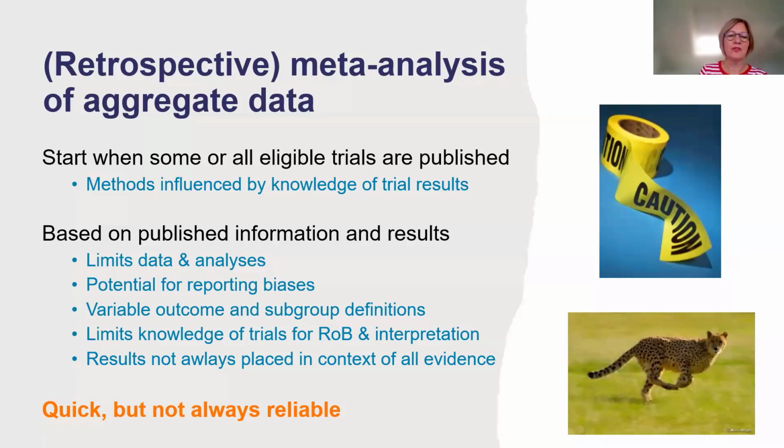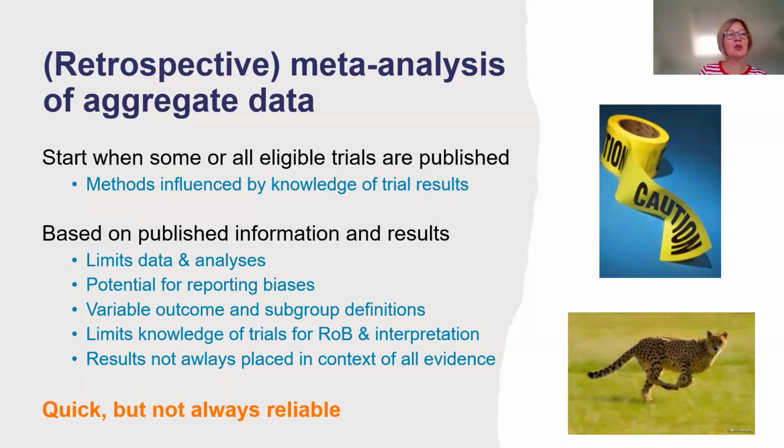And as you well know, often we are still relying on published information for our systematic reviews and meta-analyses. That tends to limit the data that we have and the power, but it also limits the types of analysis that we can do. It means that there's always the potential for one or more reporting biases. It can be difficult for us to get standard definitions of, for example, outcomes and subgroups across trials. So that can make it difficult to combine them, or at least to interpret the results.